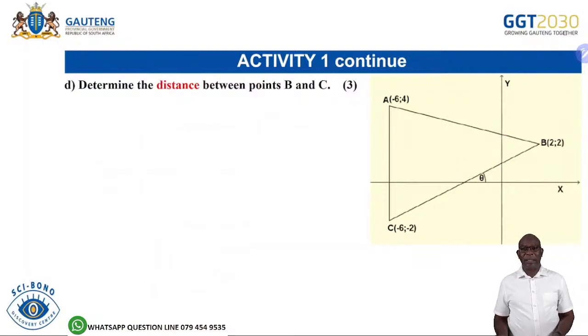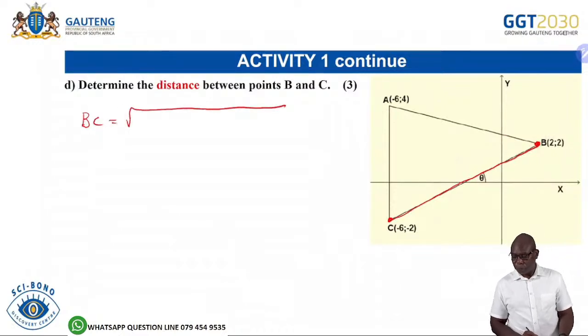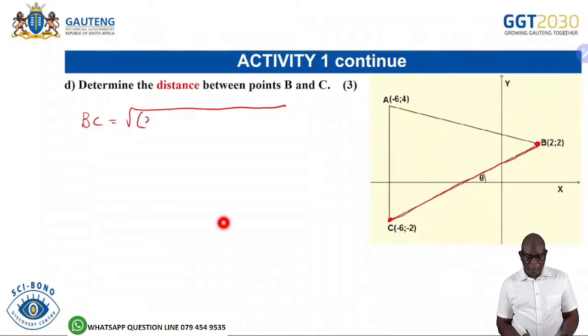Now the next question says we need to determine the distance between point B and C. So we need point B and point C, and we need the distance there. We need to get the length of that line. That's an easy one. So to get the distance of BC, remember I need the square root. So I'm now going to get x at B minus x at C squared plus y at B minus y at C all squared. Okay, so now I'm going to substitute.